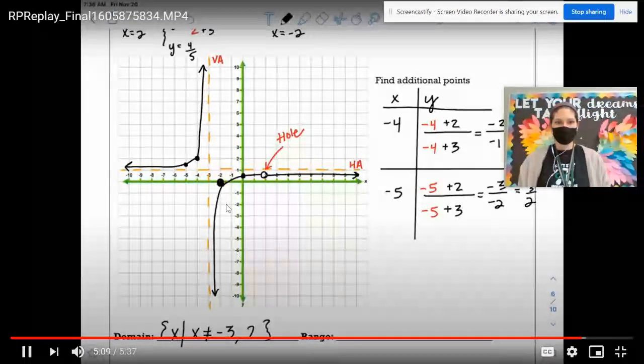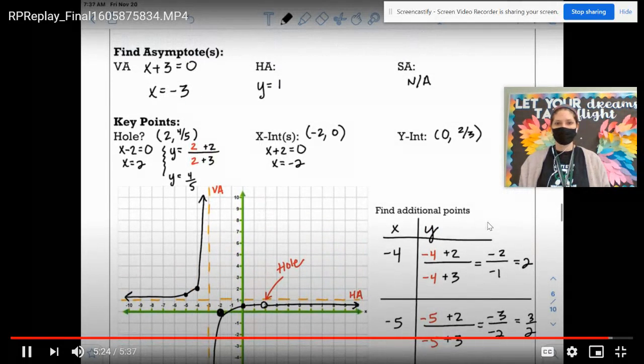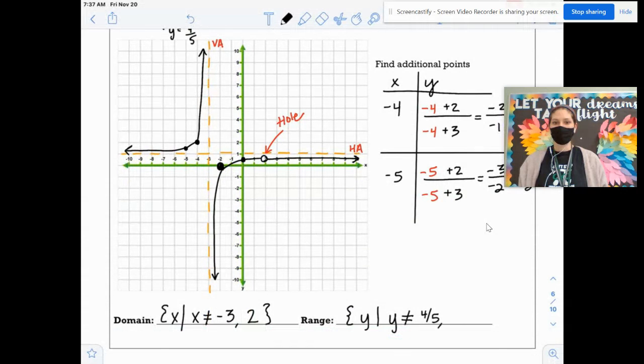For the range, you have a horizontal asymptote here where the graph will never take on this value of 1. And then you also have this hole right here where the graph will never take on the y-coordinate 4/5. So those are 2 values that are excluded from our range.